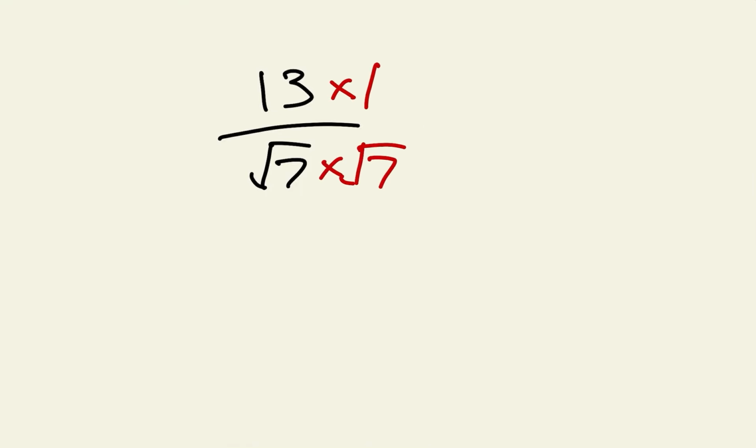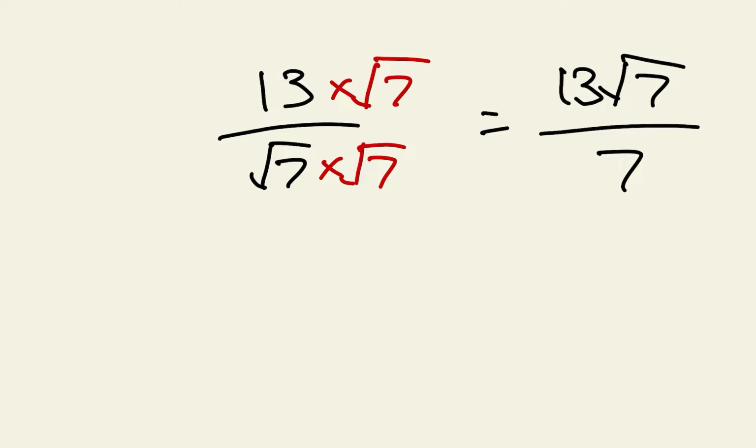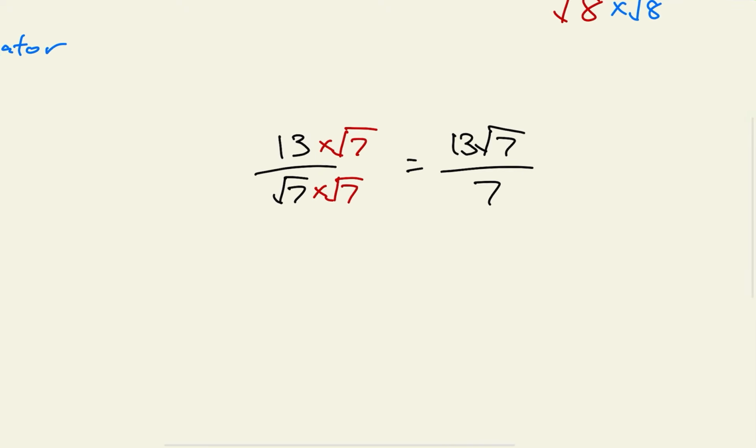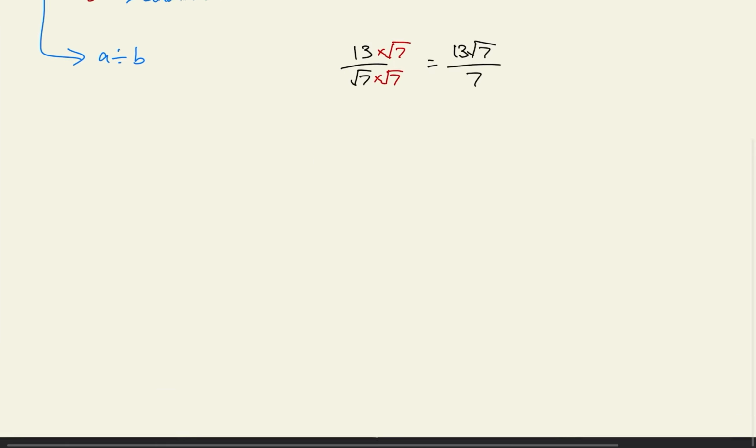Okay, let's do one more example. Let's do 13 over square root 7. Same logic, multiply both the numerator and denominator by square root 7, and we'll get 13 square root 7 over 7. Alright? Sometimes they might give you an even more complex fraction.